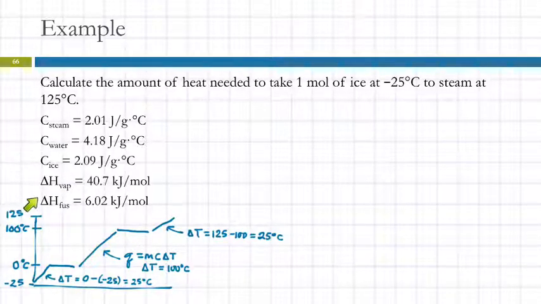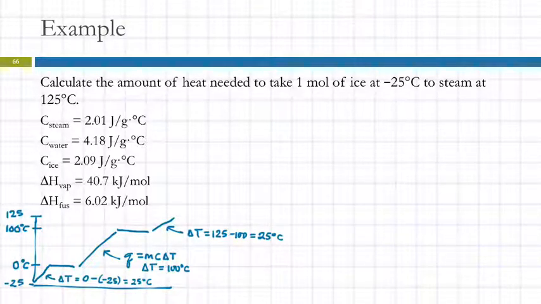So here we have the specific heat capacities that we need and the heat of vaporization and the heat of fusion. You don't need to memorize these. They'll be provided either in a table that you can look up, or they may be given to you with the question on the exam.